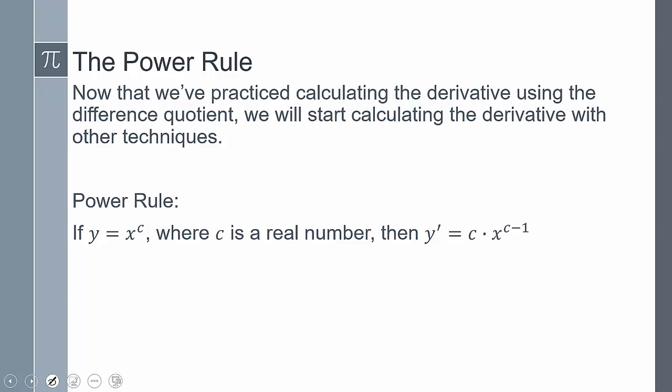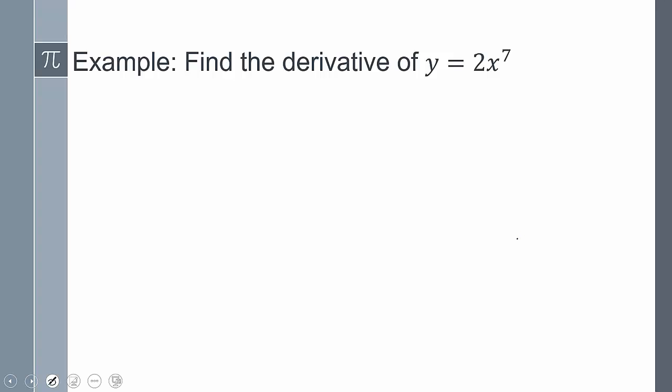Now that says that if y equals x to the c power, and c has to be a real number, so it can't be some imaginary number, then for the derivative, you take the c and move it to the front, so you multiply it, and then you subtract 1 from c. So we're just going to do a series of practicing these different instances over and over again.